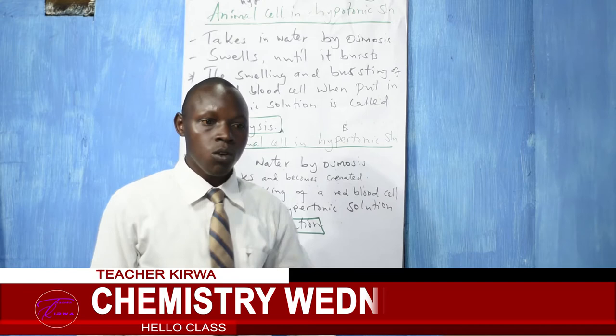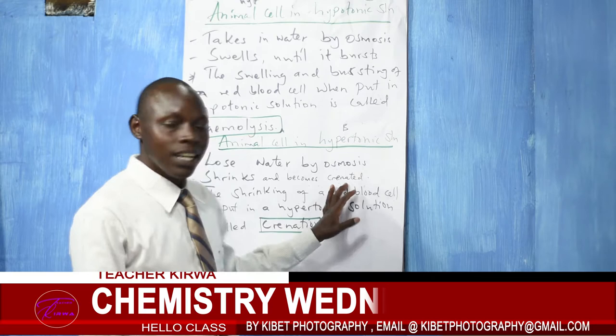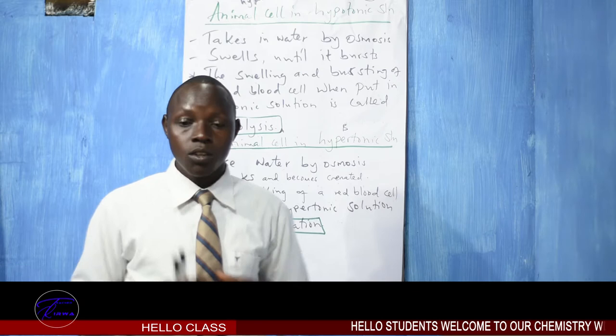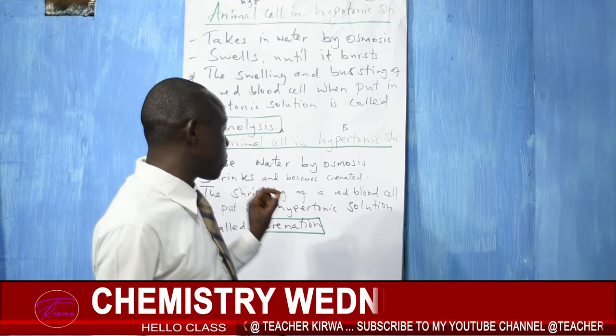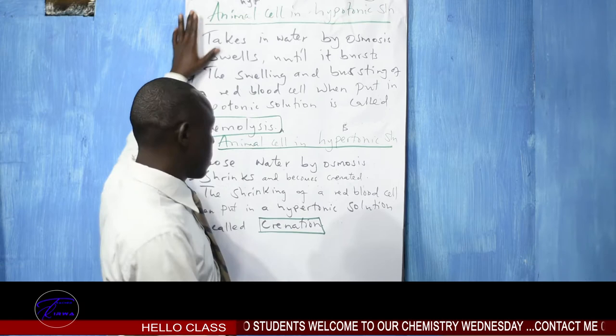In hypertonic solution, it will lose water by osmosis, it will shrink and become crenated. So we say a crenated cell. That's an animal cell. When it loses water, it shrinks and becomes crenated. Now, that process by which a red blood cell or an animal cell loses water and becomes crenated is called crenation.